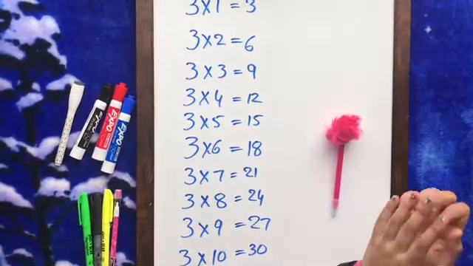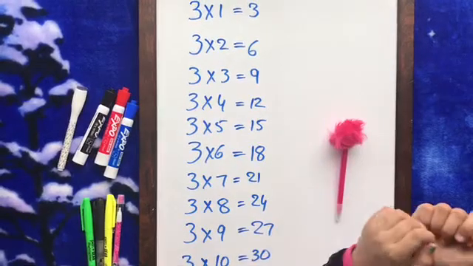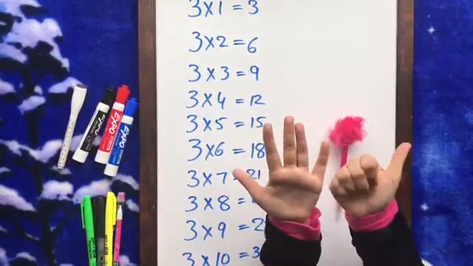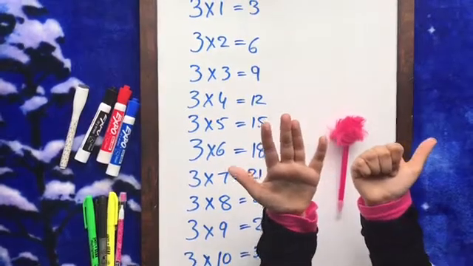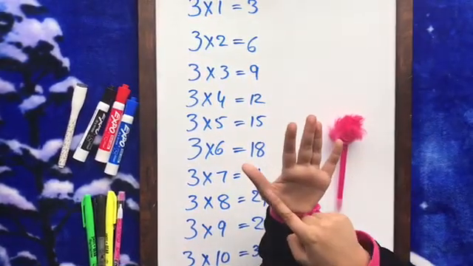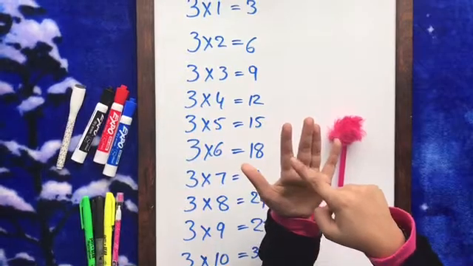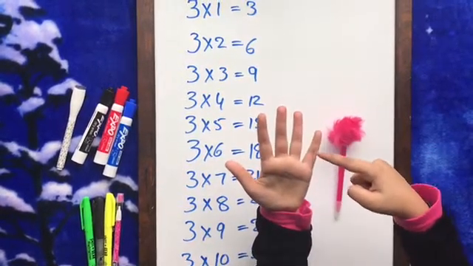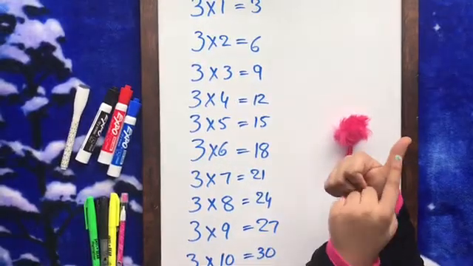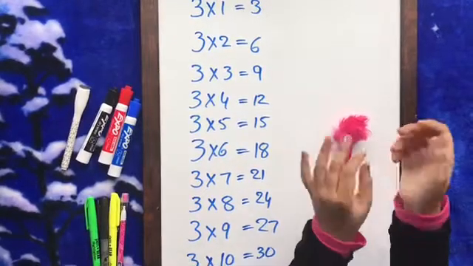And let's do another example. 3 times 6. Put up 6 fingers and count them. 1, 2, 3, 4, 5, 6, 7, 8, 9, 10, 11, 12, 13, 14, 15, 16, 17, 18. So that means 3 times 6 is 18.